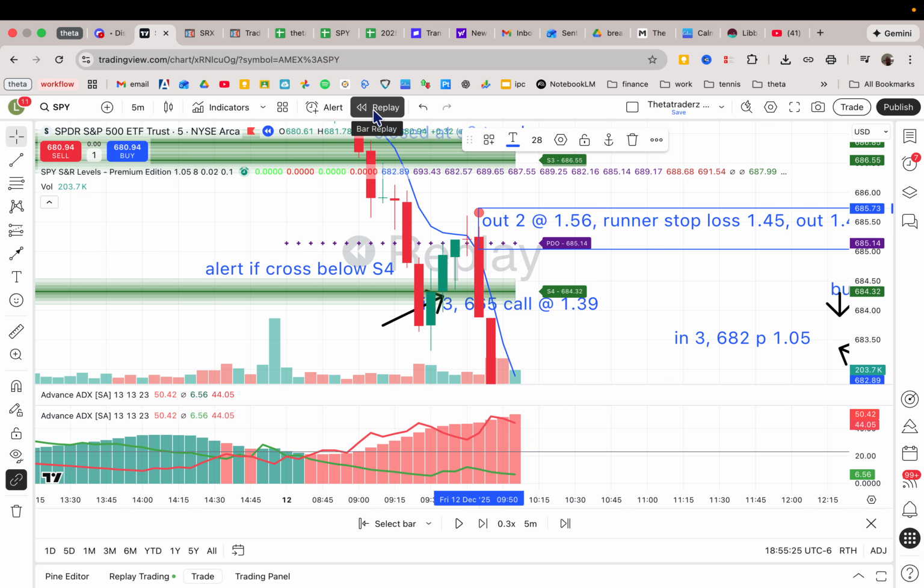So again, use this replay. It's really helpful. Just use it as practice. If you don't have time during a certain day to actually do the trades, at least do some practice there.